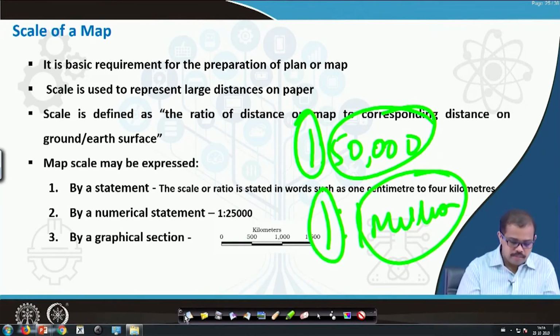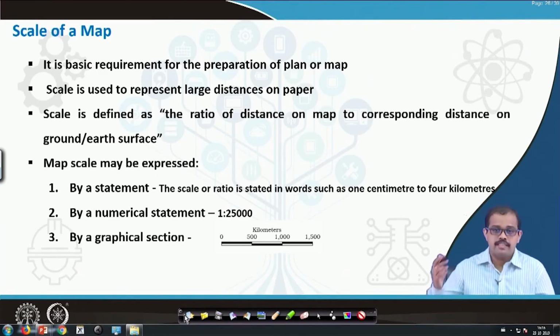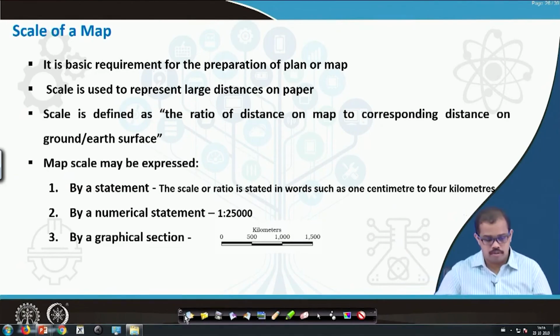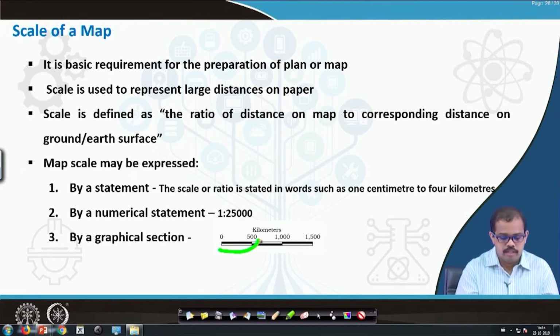So when we look at map scale, it may be just a statement. The scale or ratio is stated in words such as 1 centimeter to 4 kilometers. That is, 1 centimeter on the map is equal to 4 kilometers on the ground. It can be a numerical statement, for example, 1 is to 25,000. That's what we represented in our previous example. Then it can be graphical, as we have seen in our first slides. So here, when you see this, 1 unit is 500 kilometers on the ground, which means 1 unit on the map is equivalent to 500 kilometers on the ground.